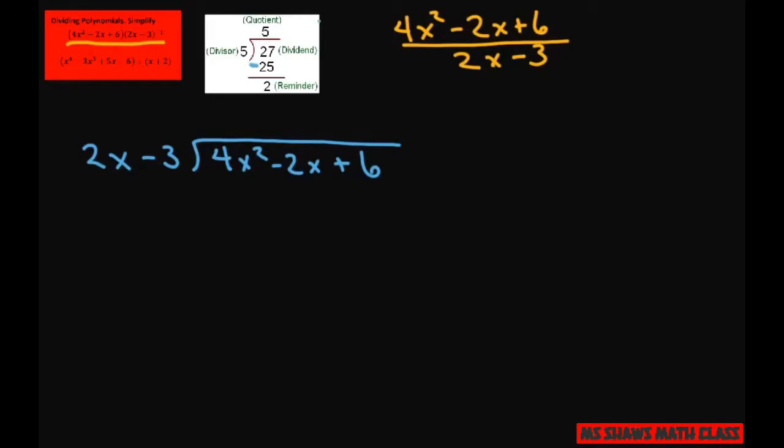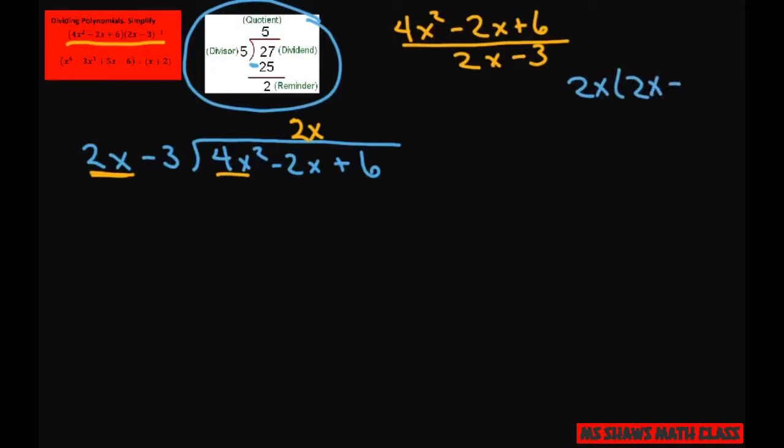And we're using the same long division type method. So what we're going to do is say, what times 2x gives me 4x squared? And that's just going to be 2x. So we have 2x times 2x minus 3. And we're only looking at this first term because we're trying to get rid of the terms and divide it out. So when we distribute that, we're going to get 4x squared, which is what we wanted.